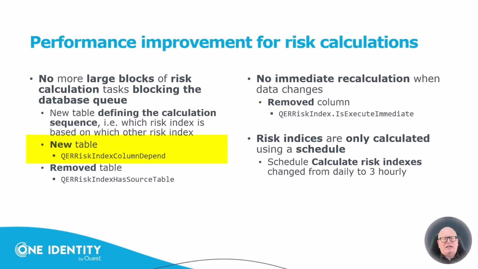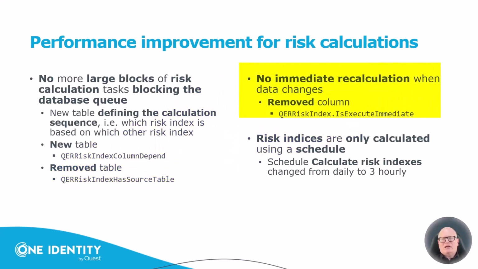And this table is now a new way to store dependencies between risk calculations and risk objects, with the result that the complete process to calculate risks is enormously sped up and it's not running into blockings any longer. The old table, QER Risk Index as source table, was replaced by the other new table. At the end, besides the speed improvement, that affects two other things.